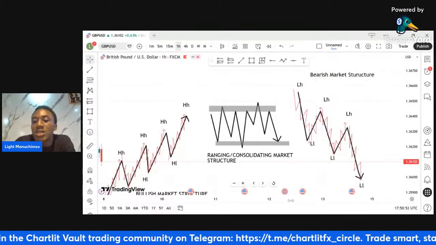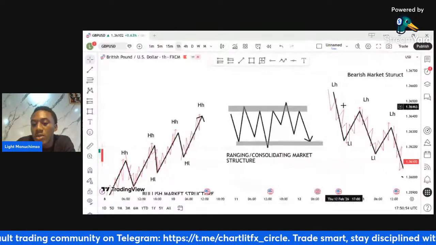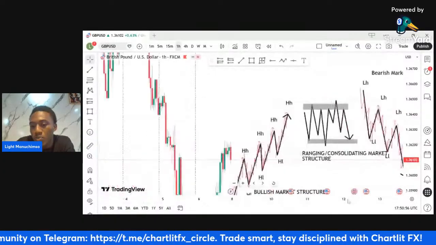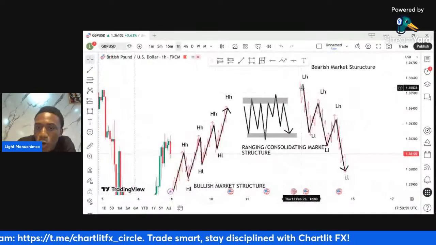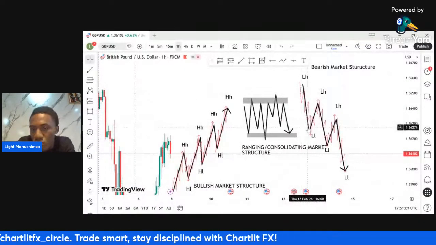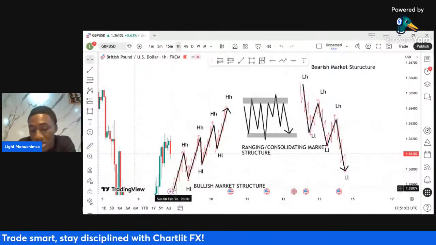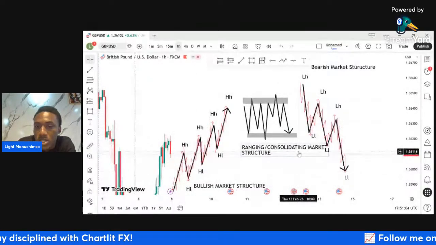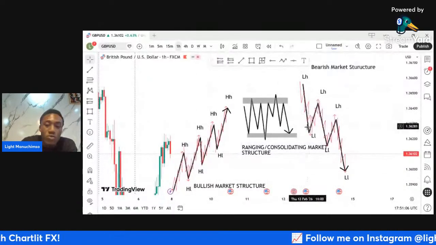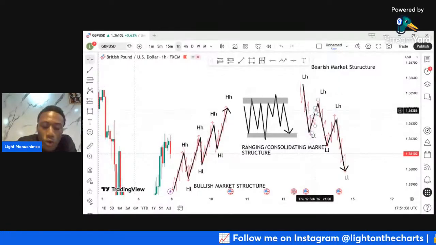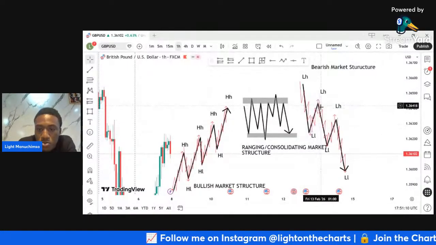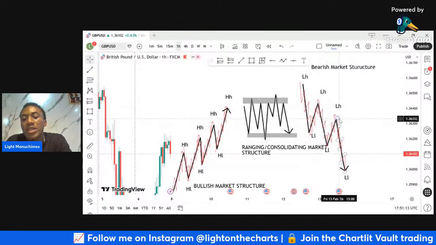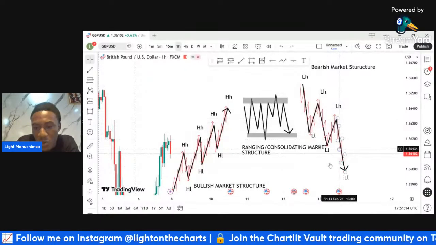So you can see now, if you look into the bearish market structure, this long move right here is an impulsive move, like I said. But in the bullish market structure, this massive move is an impulsive move, and this one right here is a corrective move. Impulse move, corrective move. Now let me explain why the market moves in waves.